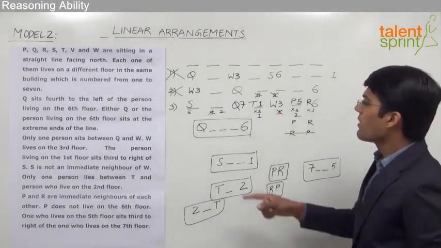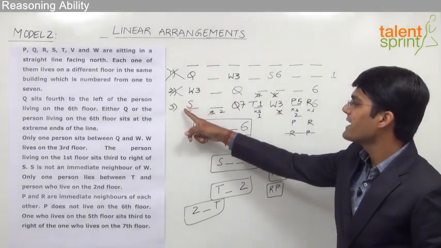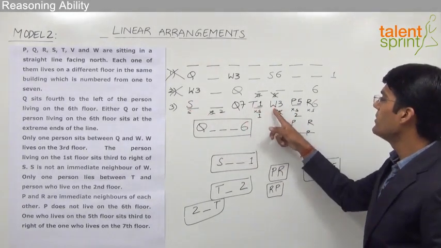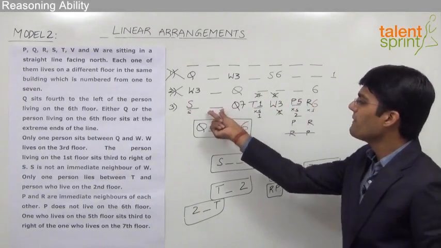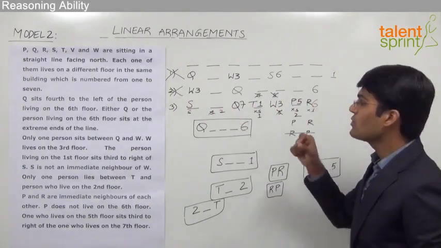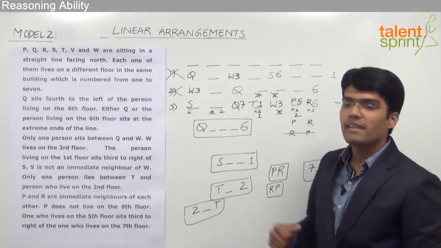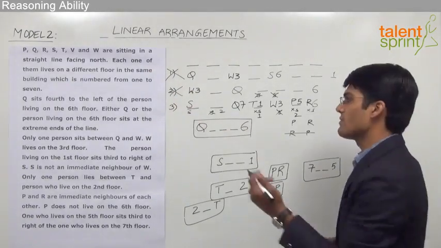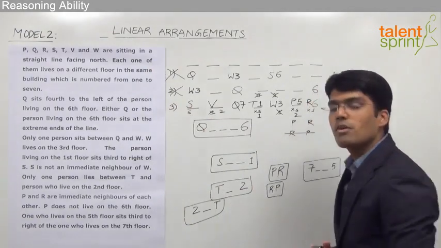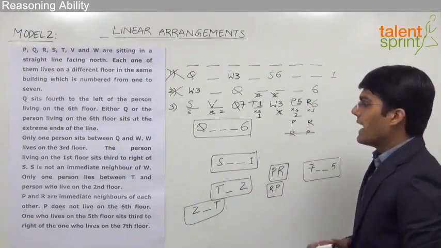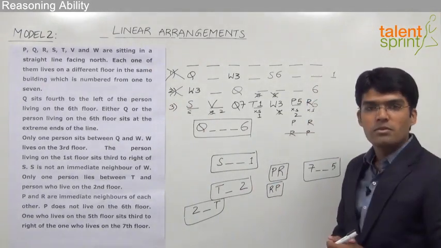Now if you can see here, already 6 persons have been arranged, that is S, Q, T, W, P and R. There is only one position lying vacant which has to be occupied by the left out person, which is nothing but V. As we can see, the only left out person here is V. So very clearly the second place should be occupied by V. And now we need to fill the gap for the floors there.